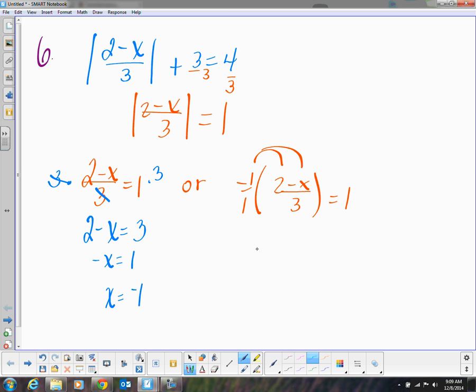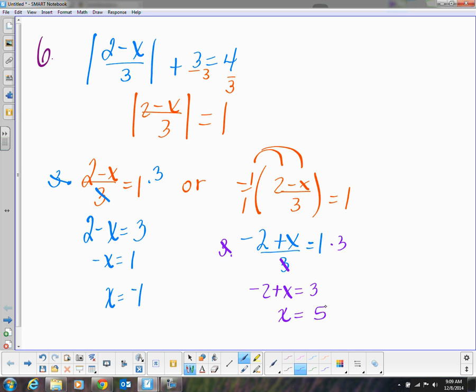Now, we distribute this. It's negative 2 plus x over 3 equals 1. So again, we're going to eliminate denominators by multiplying by the common denominator. So the 3 is gone. So I have negative 2 plus x equals 3. Add the 2, you will get 5.